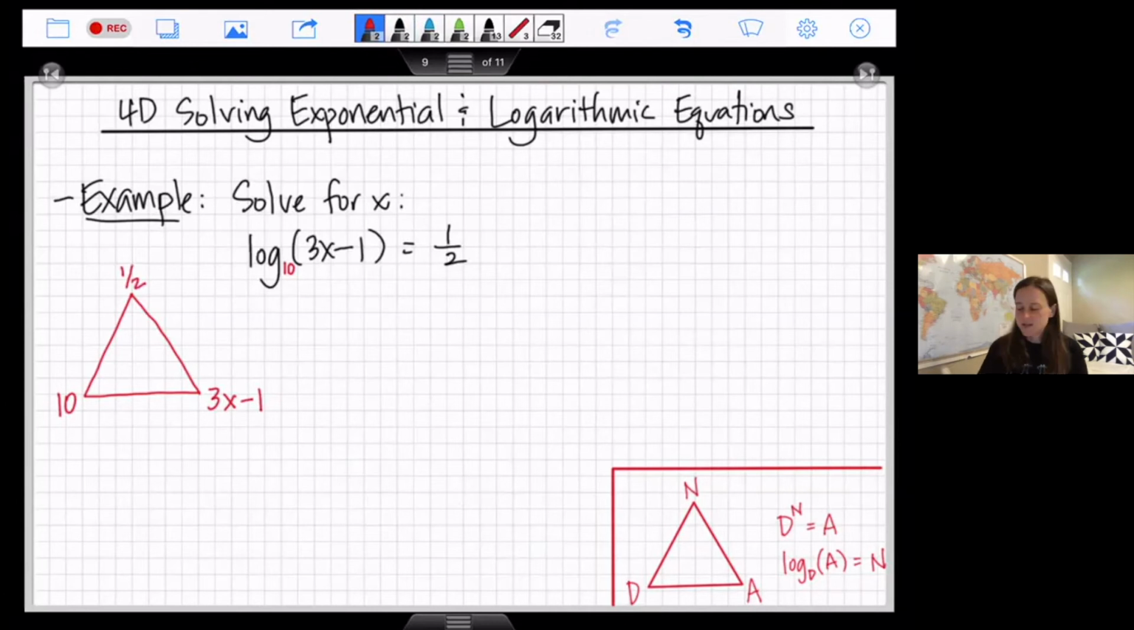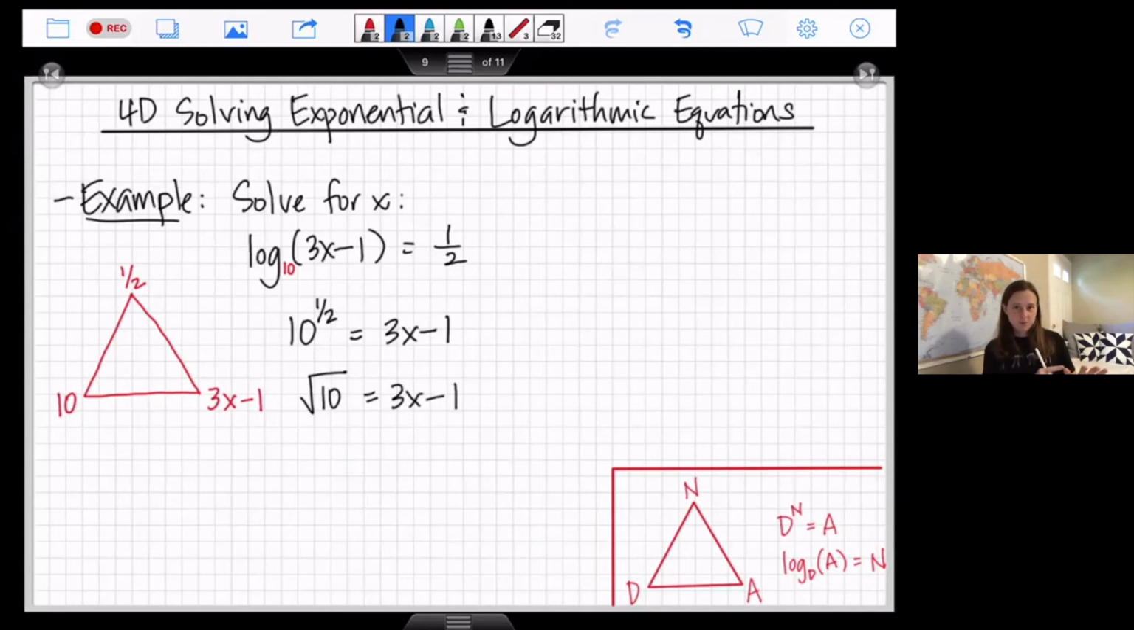So the 1/2 is going to go up top. All right, so let's write that down as an exponential equation. So we're going to have 10 to the 1/2 equals 3x minus 1. All right. And 10 to the 1/2, remember that's actually a radical. The denominator of the exponent tells you what kind of root it is. It's a square root. So we don't have to write the 2 in the little crook. You can if you want to. And then we'll have 10 to the first power inside, or just leave it as square root of 10, equals 3x minus 1.